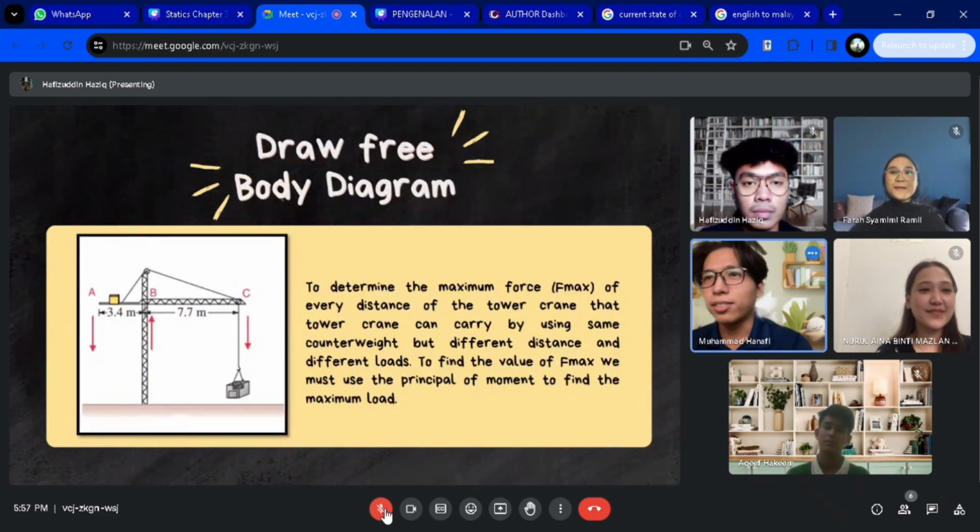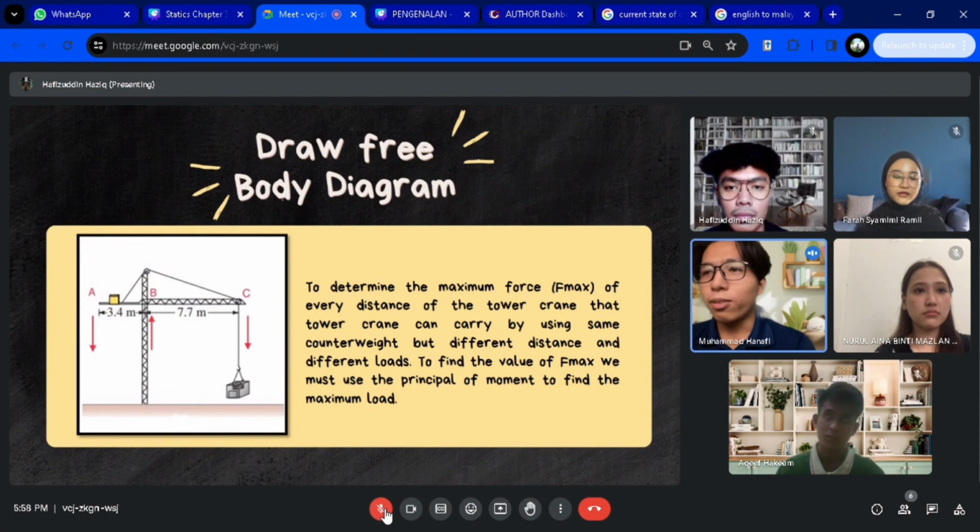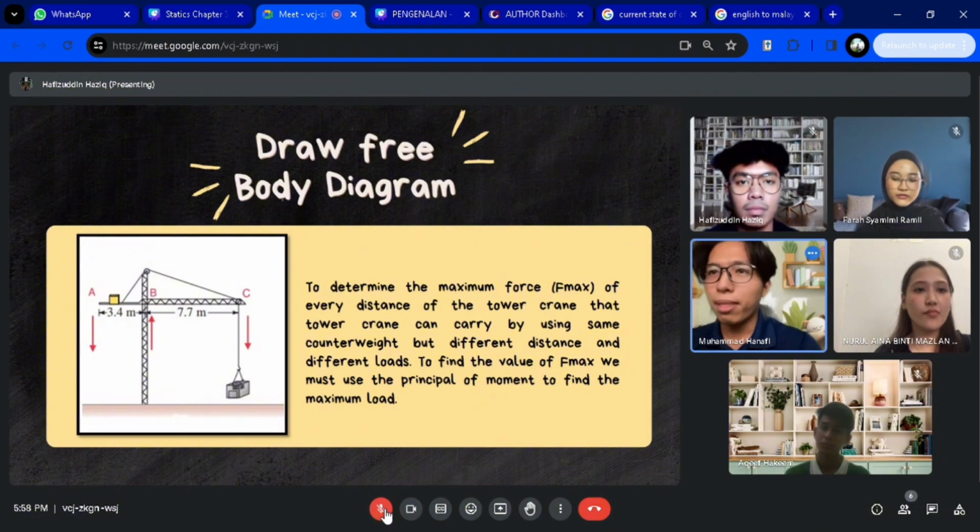Next is to draw free body diagrams, to determine the maximum force F max at every distance of the tower crane that the tower crane can carry, using the same counterweight but different distances and different lengths. To find the value of F max, we must use the principle of moment to find the maximum height. Next.